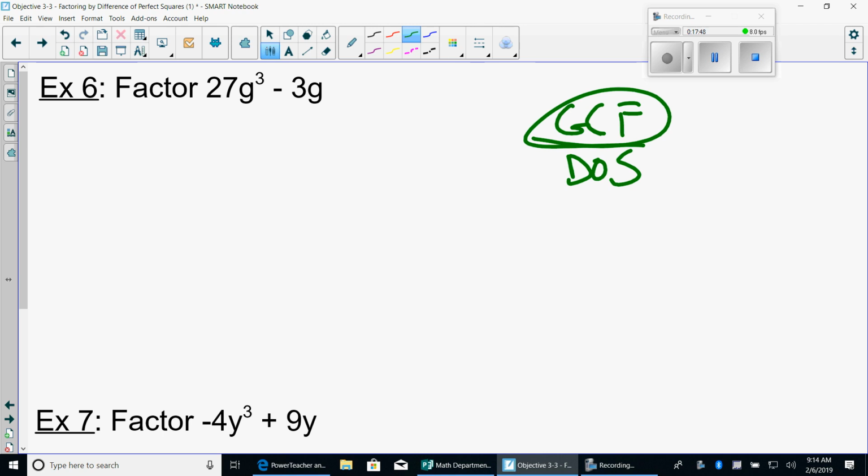So, do I make 2 parentheses? Where do we put the GCF? In front. How many blanks do I draw? 2 blanks. So what would I be left with? 9g to the second minus 1. Okay, now here's the question.